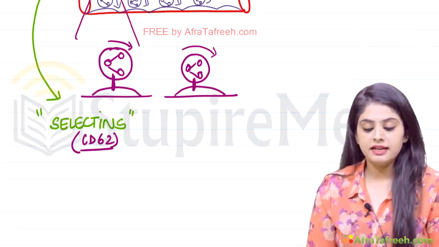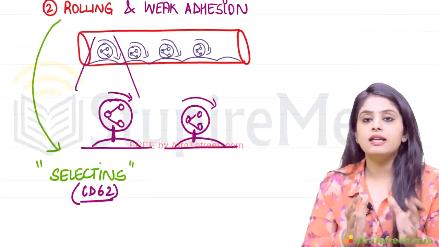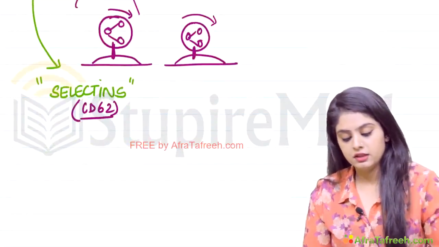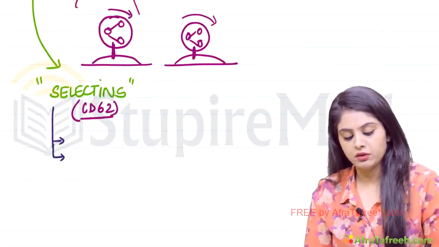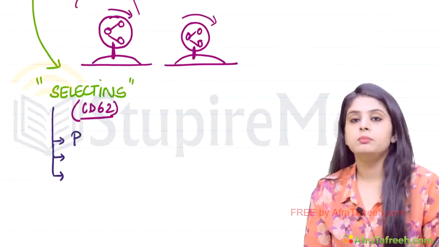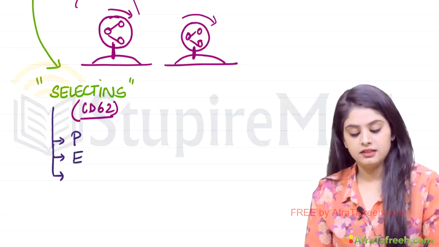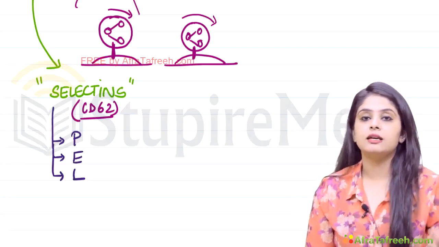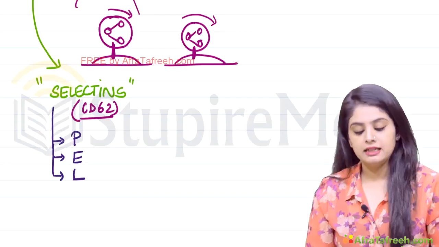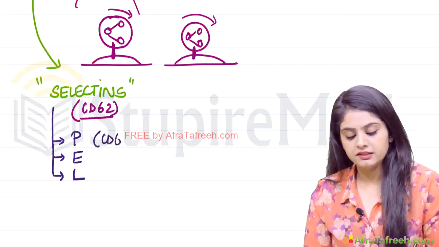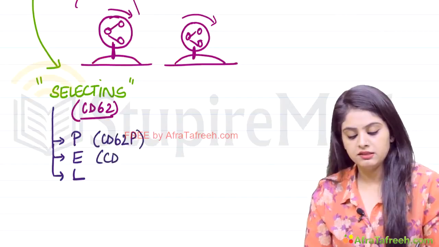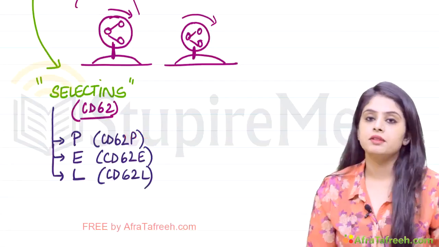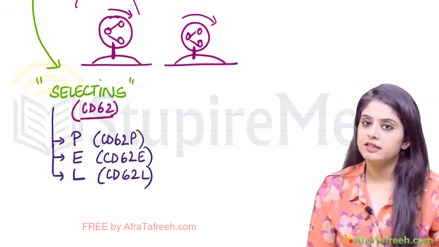Now what are selectins? Selectins are something that are helping us in this rolling and weak adhesion. Remember, students, selectins are of three types. You have to remember three alphabets for selectins. These include P-selectin, E-selectin and L-selectin. PEL. P, E and L. Three types of selectins that we have. Indirectly, if the question says CD62P, CD62E or CD62L, it means the same. P, E and L and 62 for selectins.